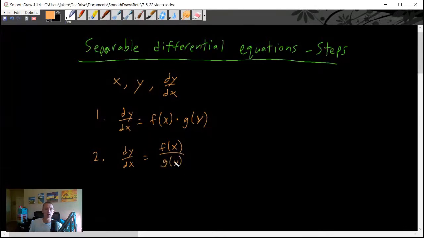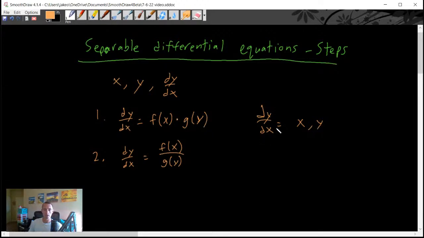So like I said, it may not be given in this form. We may have some sort of a situation where maybe we have x's and y's all mixed together on one side of our equation. So maybe we have dy/dx equals something with x's and y's in it over here, but maybe we can factor this out to get us into one of these two forms.